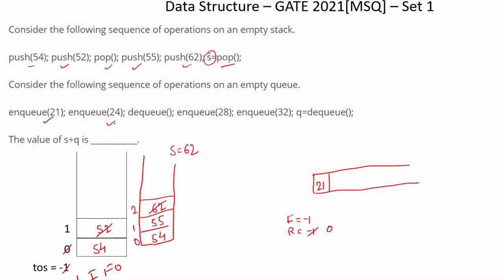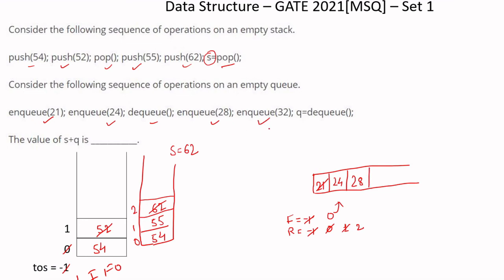Now we have to enqueue 24 onto it. So rear pointer will again become 1 from 0 and then we will enqueue 24 into the queue. Now we have to dequeue it. So 21 will get deleted from here and front pointer will become 0 now, that is it will point to 24 now. Now we have to enqueue 28, so rear pointer will get incremented from 1 to 2 and 28 will come here.